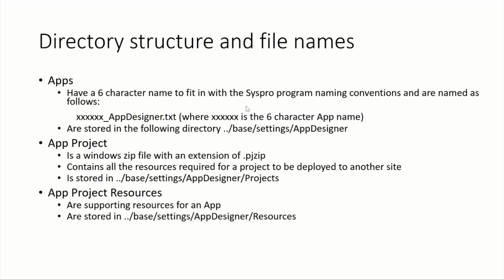So let's briefly discuss directory structures and file names. The apps must have a 6-character name. This is to fit in with the Syspro programming naming convention and are named as follows. 6-character program name, then we follow by appdesigner.txt, and the actual text file or the program that you are writing is held in the base settings app designer folder. We'll be discussing projects later on in the course, but projects are held in the app designer projects folder, and resources supporting the project, resources other than the actual app, are held in app designer resources.